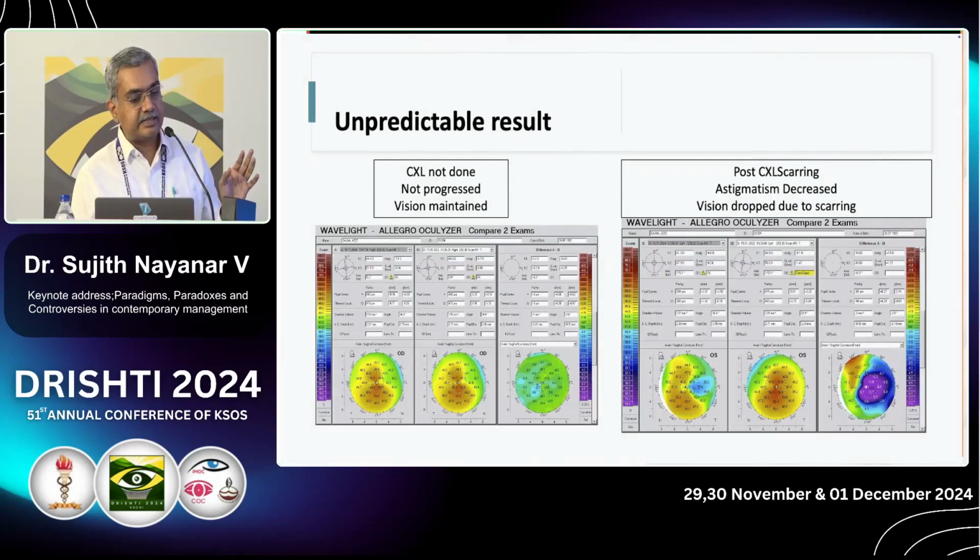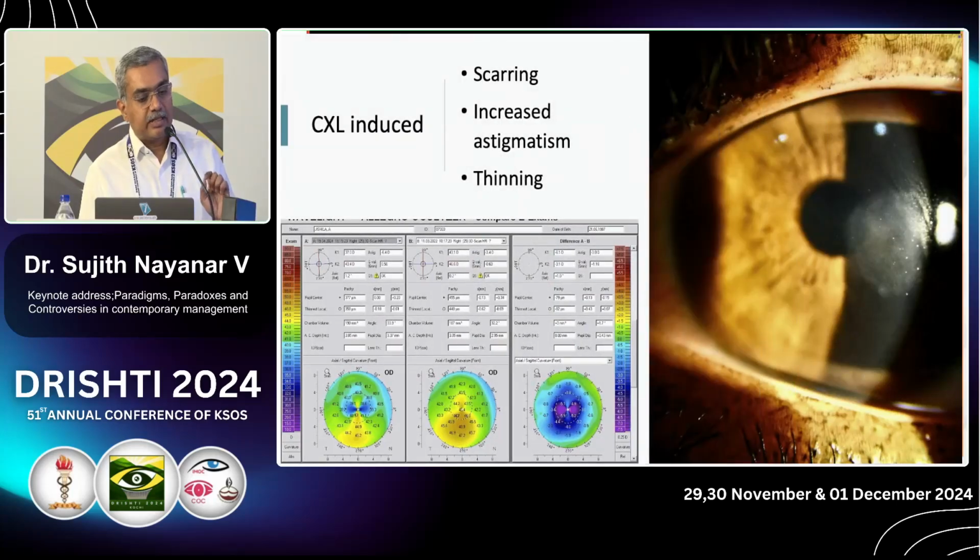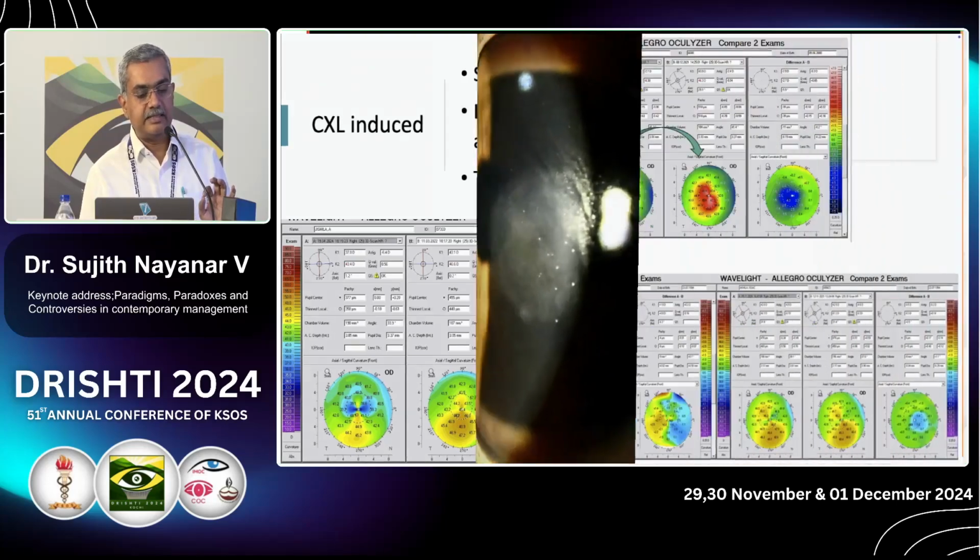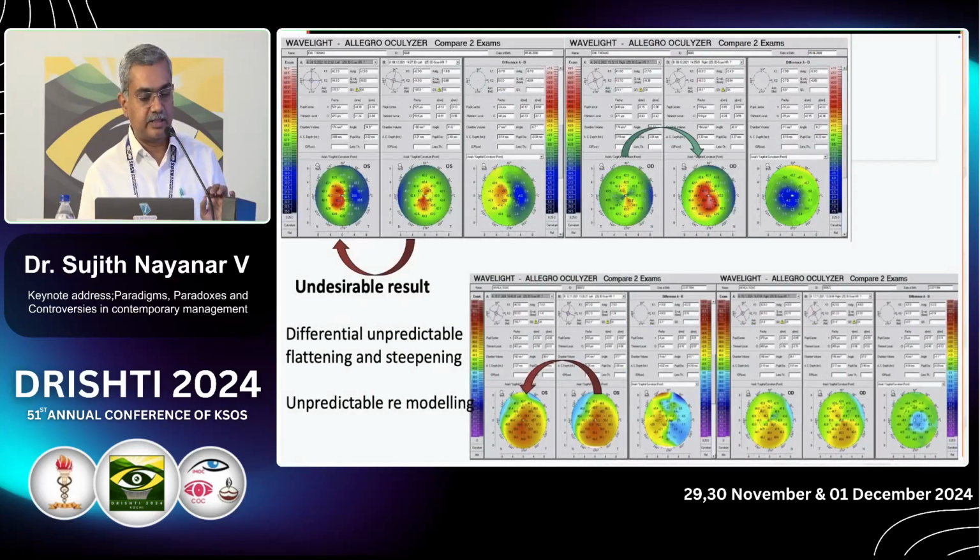On the left side, you see the CXL was not done, it didn't progress, vision is maintained. On the right side, aggressive CXL was done, it went into scarring, astigmatism, vision dropped, and an unpredictable result. So it can induce scarring, increase astigmatism, and cause more thinning, which are all undesirable effects of C3R. Why is this happening?